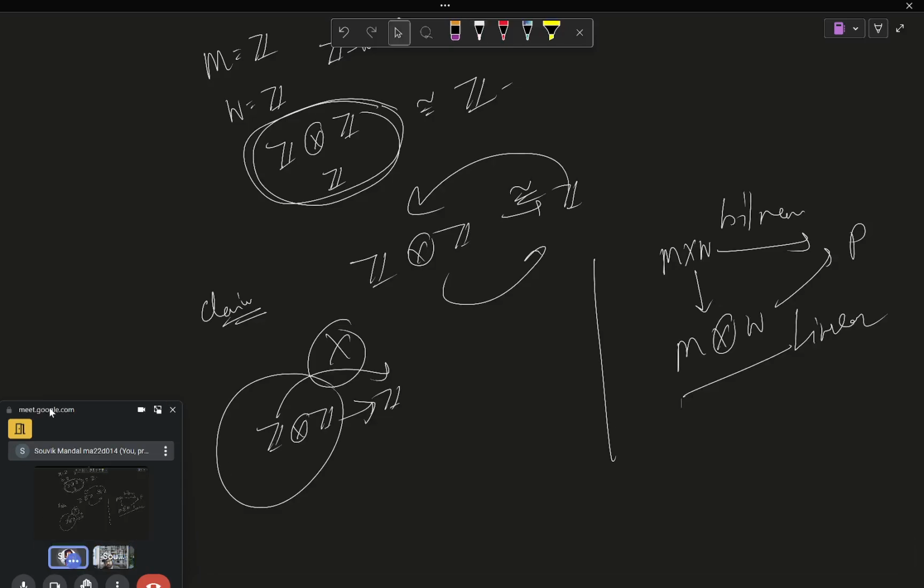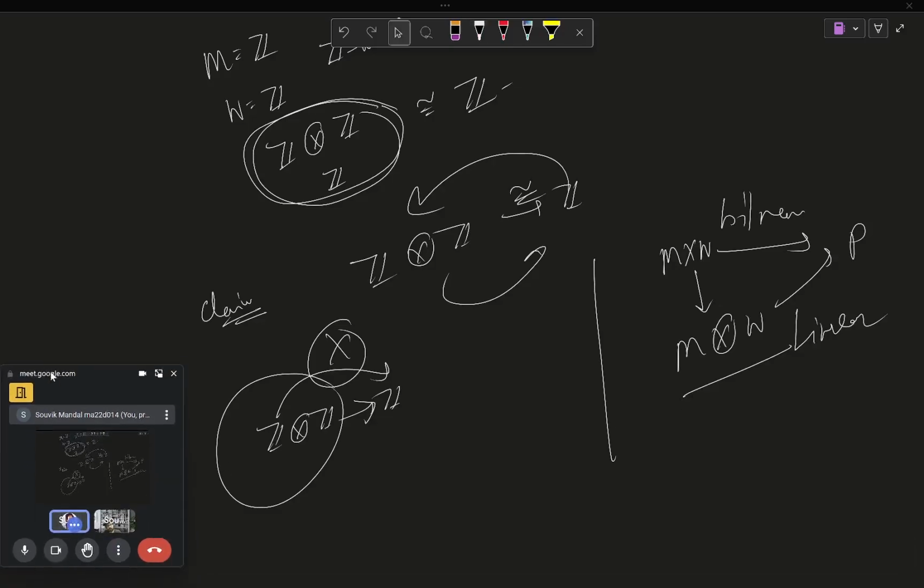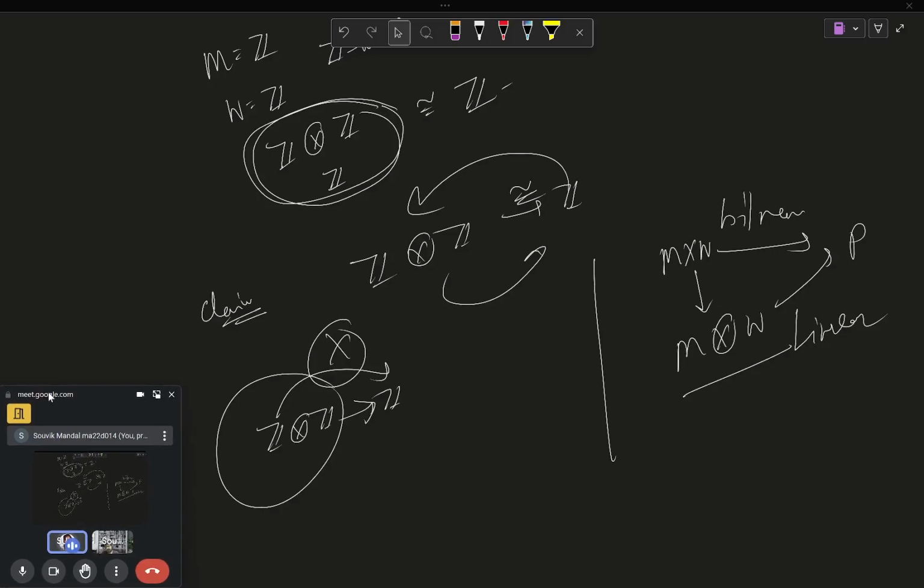Yes. I mean, from M cross N we cannot construct a direct map. It is M tensor N. From M tensor N we can hardly construct a map directly. Rather it would be easier if we construct a bilinear map, and that should be induced by a linear map from M tensor N. Right.